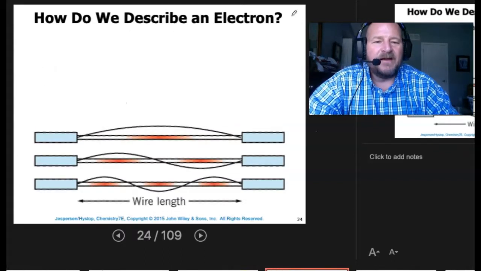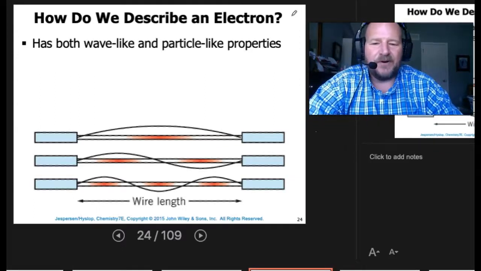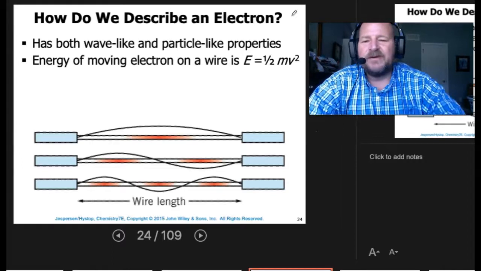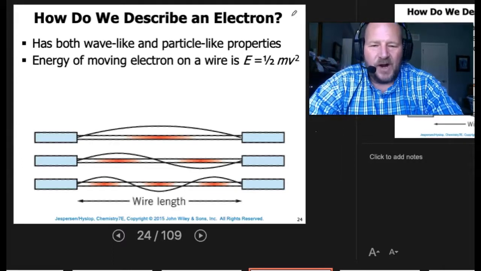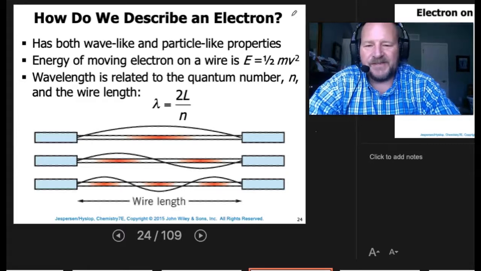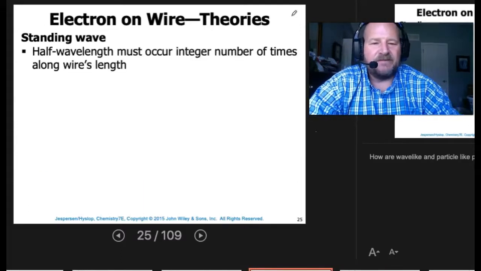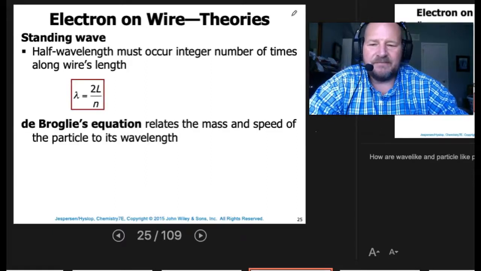Okay. Now, how do we describe an electron? Well, it has both wave-like and particle-like properties. The energy of a moving electron on a wire would be equal to E equals 1/2 mv squared. The wavelength is going to be related to that quantum number. So wavelength is equal to 2L over n. Okay. So if we treat it like a standing wave, then half the wavelength must occur an integer number of times along the wire's length.